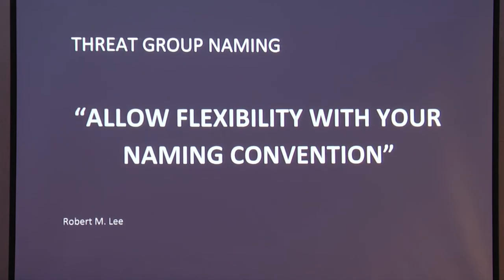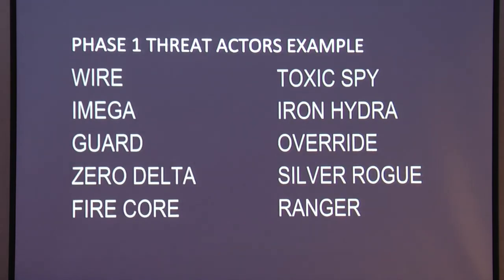So if you do decide to go down this route, Robert M. Lee recommends allowing flexibility with your naming structure. So if you are going to call them like APT33 and you have like 20, 30 different threat activity groups, for me, it's hard to remember all of that. You know, like 14523, 14432, after a while of juggling all the different threat activity groups, I forget. So what I did is I pulled up this. It's pretty straightforward. I went to a hacker name generator. You don't have to do that.